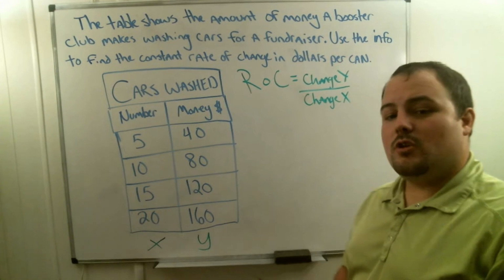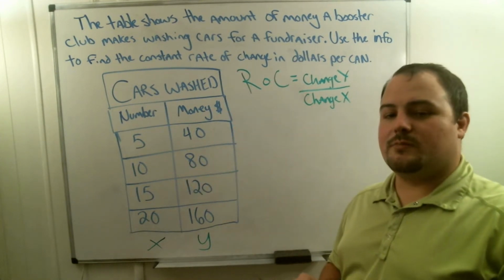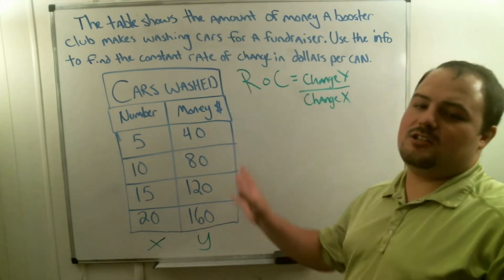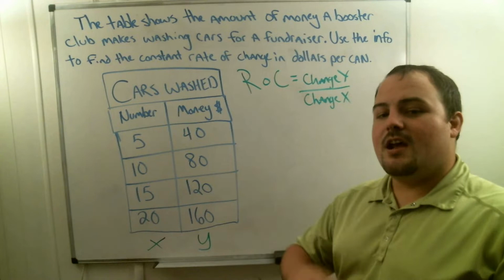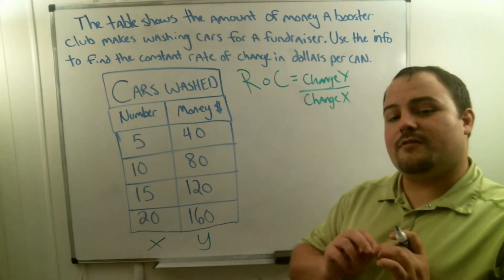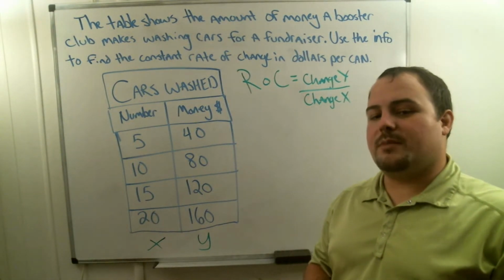So what we have to do is figure out what the y changes by and what the x changes by. If it is always the same number on the right side and always the same number on the left side, then we have a constant rate of change. A constant rate of change means that our graph would be a straight line. A non-constant rate of change means our graph would not be a straight line.